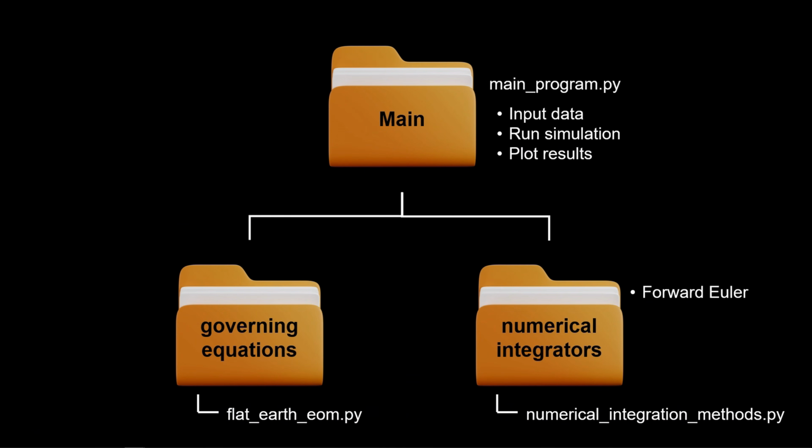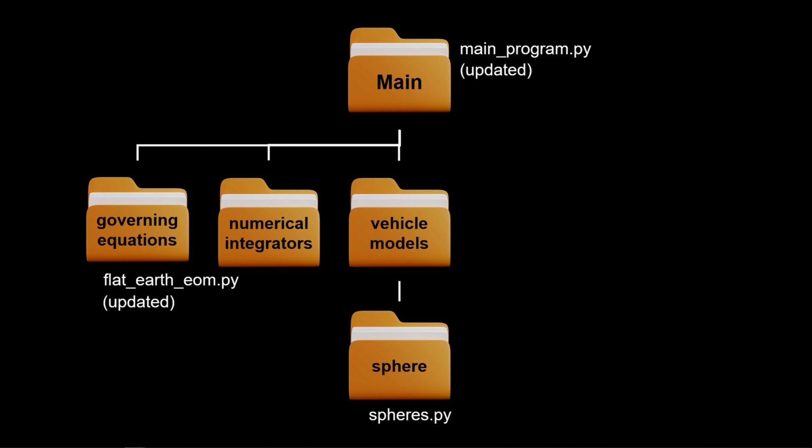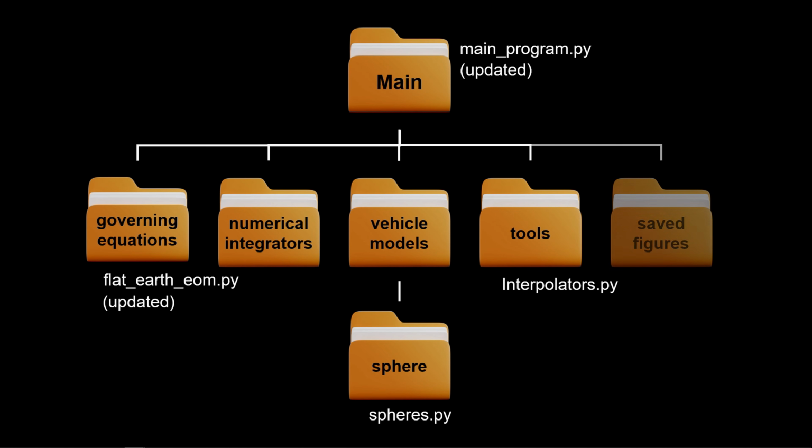To contain our new additions, the previous file structure has expanded. We're adding 4 new folders. We have a vehicle model folder containing a folder named sphere, which contains a sphere Python script that defines various sphere properties for simulation. We have a tools folder that for now contains the fast interpolation script. We also have a saved figures folder, which is obvious from its description.